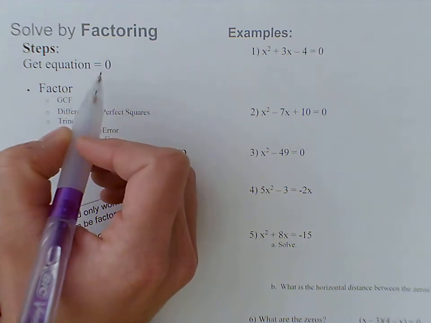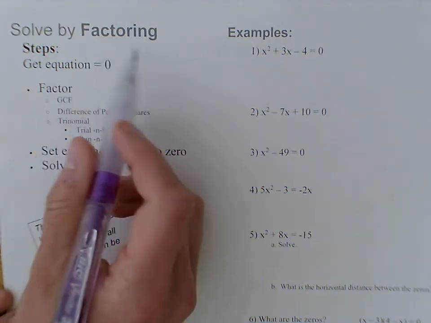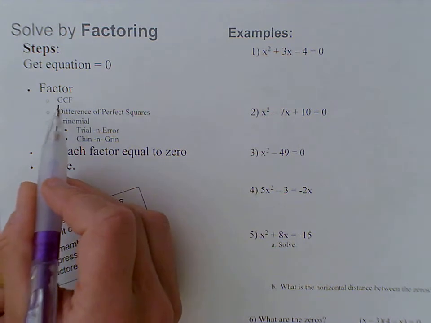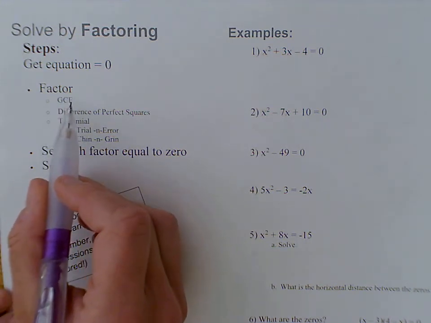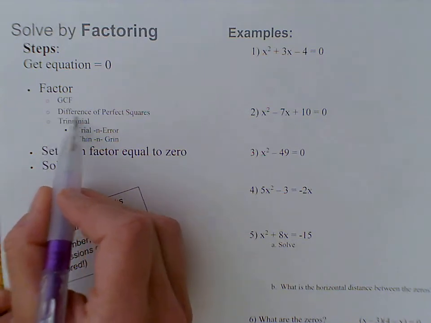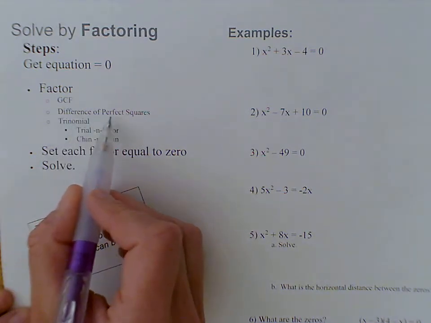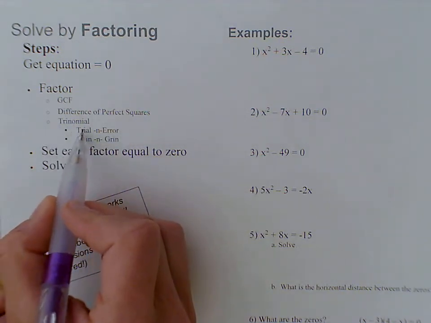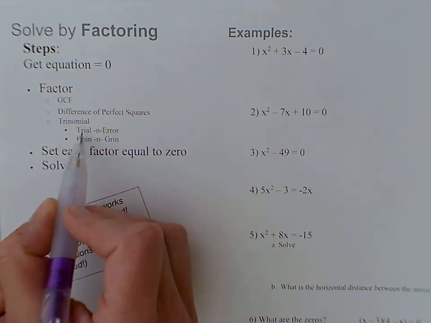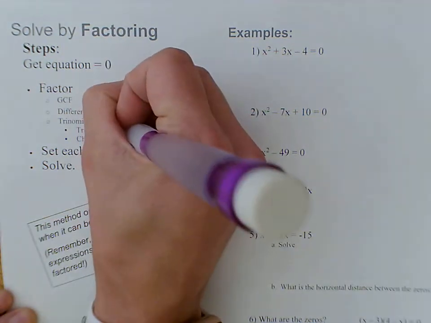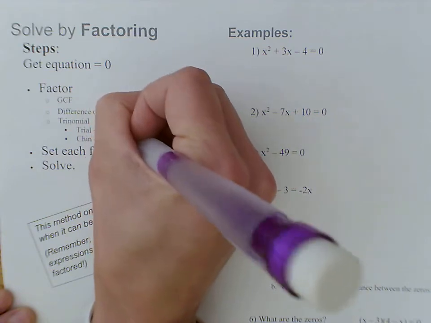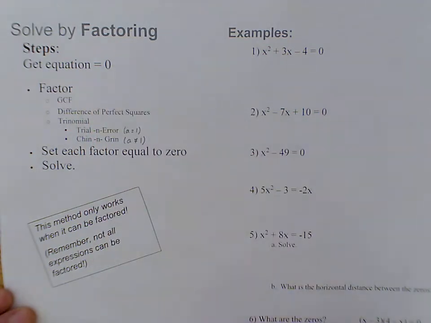Once you get it equal to 0, then you do the factoring part. This is kind of what we've done in days prior to this. Remember, with factoring, you always check for your greatest common factor first. Then you look, is it a binomial? If it's a binomial, you see if you can factor it with the difference of perfect squares. If it's a trinomial, remember we talked about two different ways to do it. You'll use trial and error if the number in front of the x squared, or a, is equal to 1, and you'll use chin and grin if it's not equal to 1. We'll be reviewing factoring today.